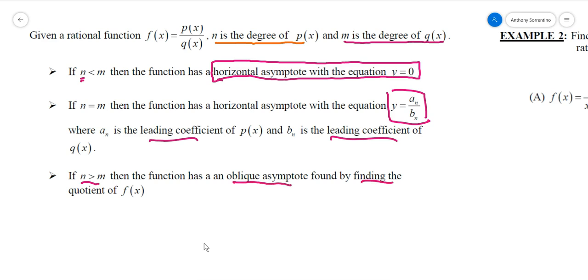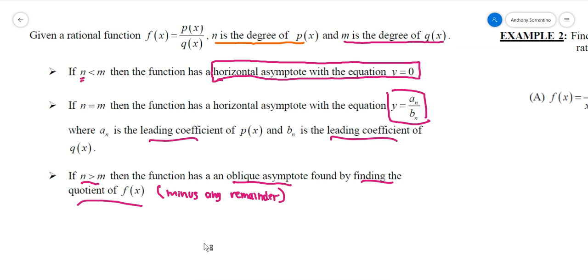And lastly, if n is greater than m, then the function has an oblique asymptote found by finding the quotient of f of x, I'm going to say here, minus the remainder. Basically, I carry through the division, and I carry it through until I reach the point where I would get my denominator, but I'm really only interested in the quotient. It's going to typically be a long division in a lot of cases.